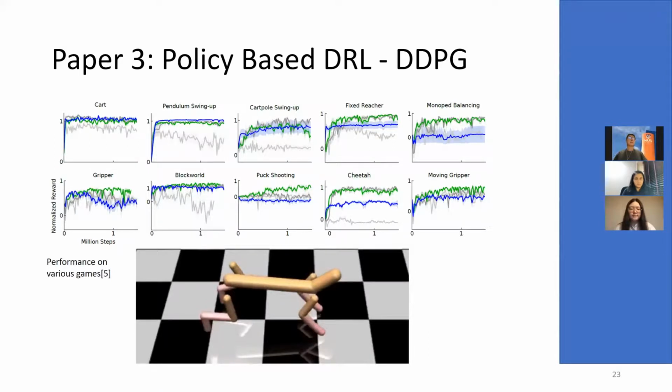So based on deterministic policy gradient and adopting the idea of DQN learning, the DDPG demonstrated good performance on many popular games, especially games that require continuous action input, such as Cheetah.